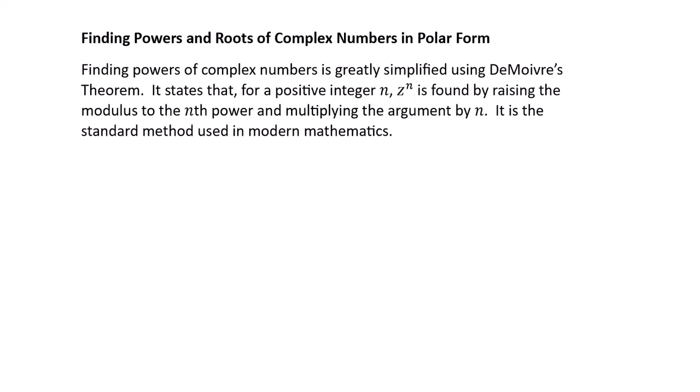Now finding powers and roots of complex numbers in polar form. Finding powers of complex numbers is greatly simplified using de Moivre's theorem. It states that for a positive integer n, z to the n is found by raising the modulus to the nth power and multiplying the argument by n. It's the standard method used in modern mathematics.